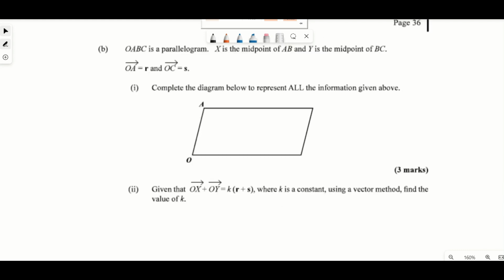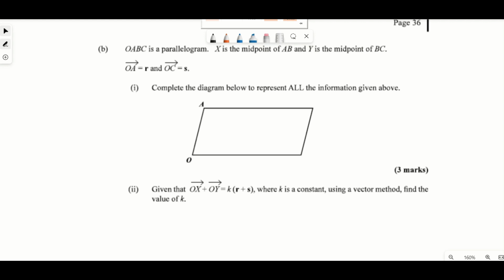Okay, so now we're going to do part B. You said ABC is a parallelogram. We know that the properties of a parallelogram are that the opposite sides are parallel, and with respect to vectors, if they're going in the same direction, they are also equal. So OABC is a parallelogram.